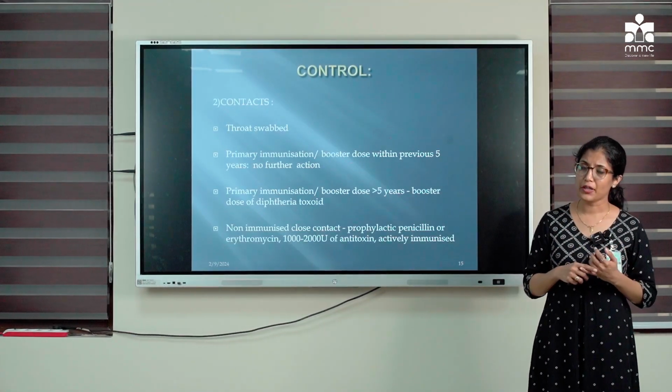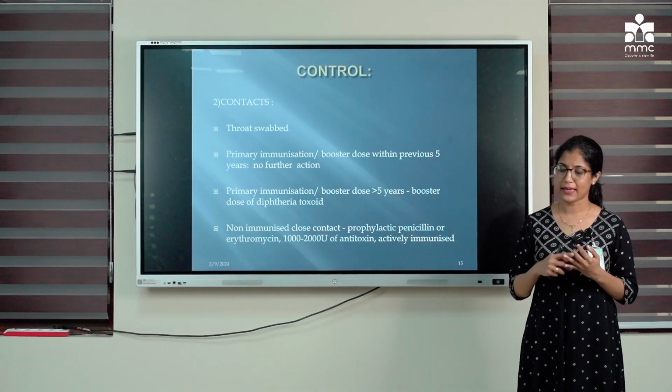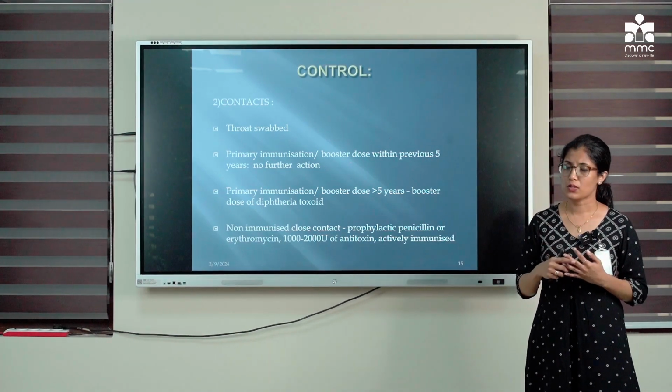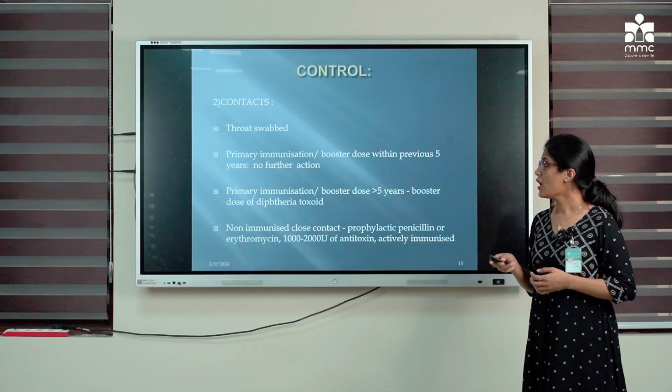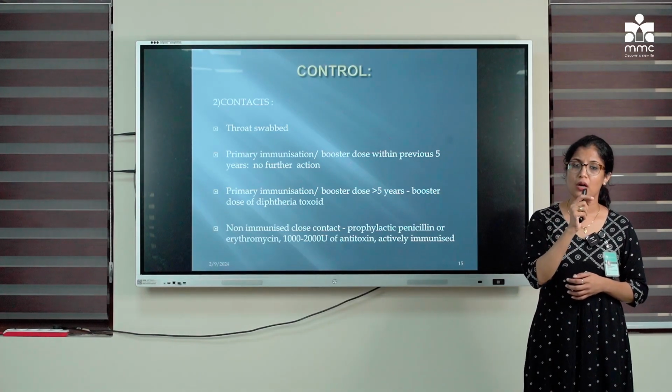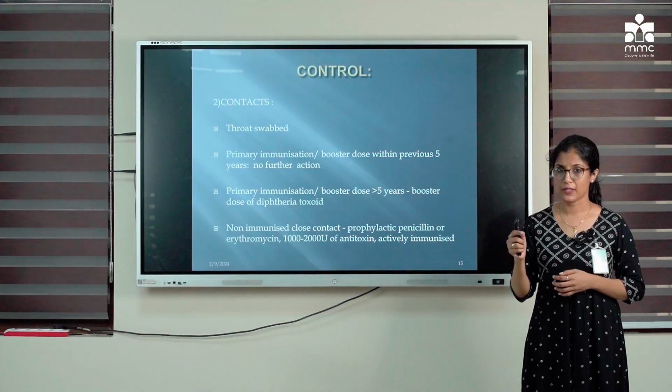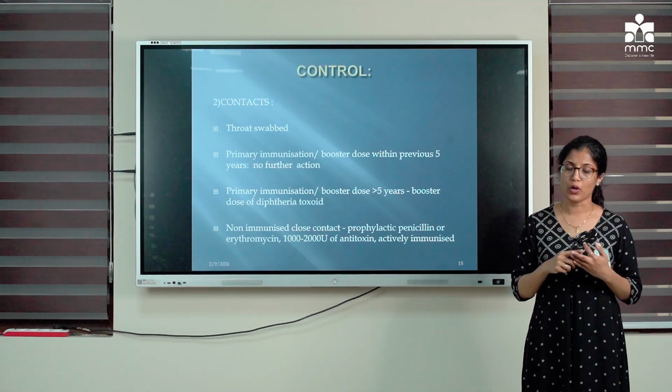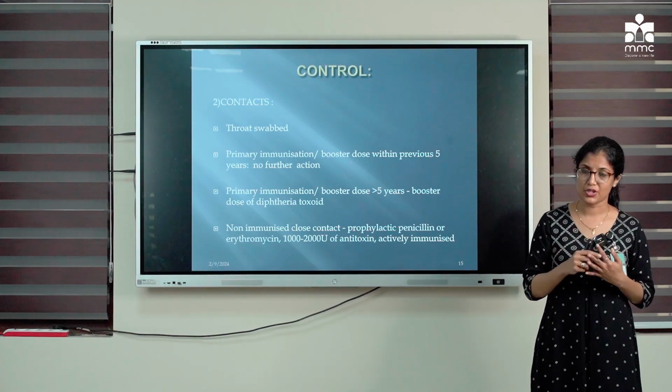Now we have already talked about the cases as well as the carriers. Next is contacts. So what do we do about the contacts? So we get their throat swabbed. We have to swab the throat of the contacts. Now next, what do we look for? We should look at their immunization status.